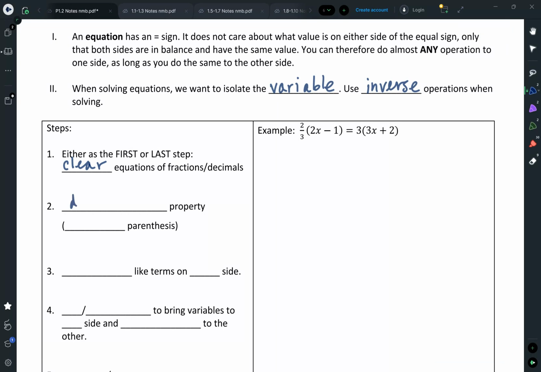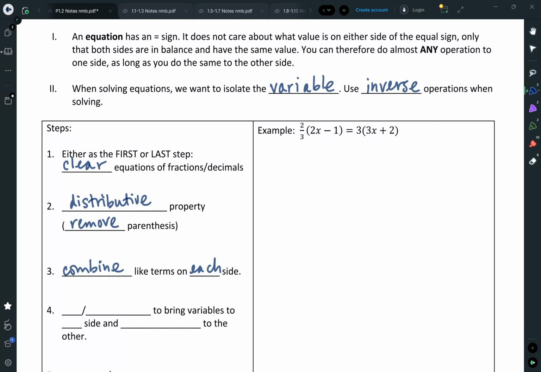We want to make sure we use the distributive property, which removes parentheses. And we want to make sure that we combine like terms on each side. So basically, first we want to simplify the way it looks, right? We want to make sure that we have x's and numbers on one side, x's and numbers on the other side. So we do all of our simplifying so that we just have something like a 5x, a variable term, and a plus 7, a constant, on both sides.